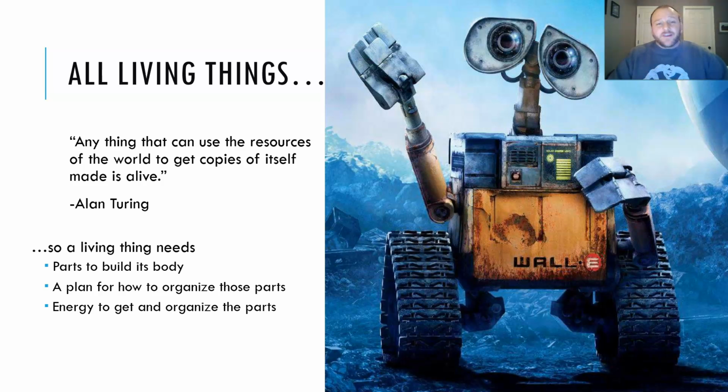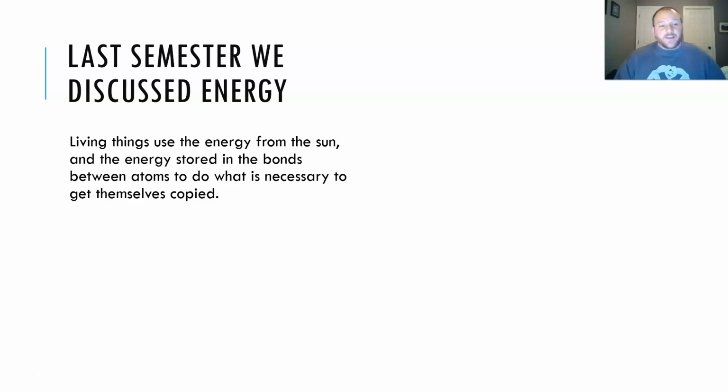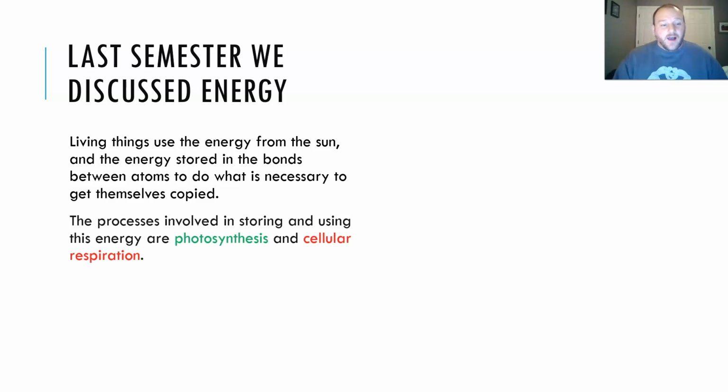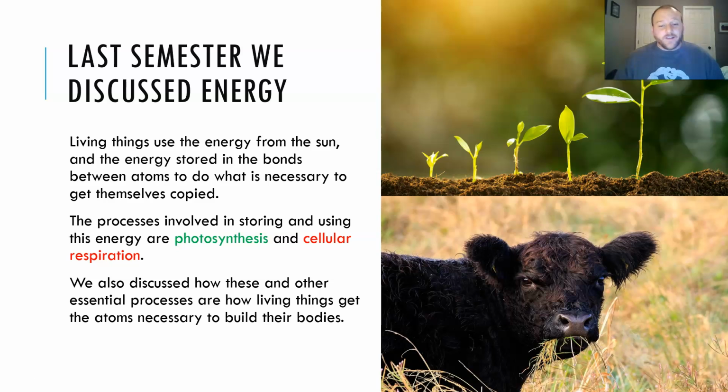Now, when we think of it in these very broad terms in terms of life, it sets up our discussion going forward. We spent a whole lot of last semester discussing that energy component. Living things use energy from the sun and the energy stored in bonds to do what's necessary to get themselves copied. The processes involved, of course, are ones we're familiar with. Photosynthesis and cellular respiration are how living things get energy from the sun or from one another to actually go through and build their bodies.